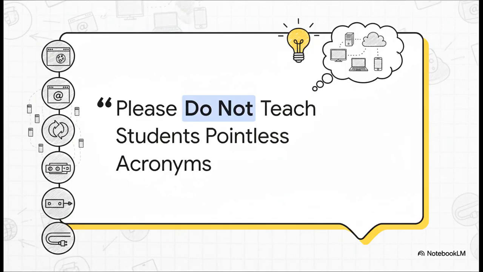Okay, I know what you're thinking. 7 layers? That is a lot to remember. So how do you keep it all straight? Well, there's a classic little memory trick. Please do not teach students pointless acronyms. That gives you physical, data link, network, transport, session, presentation, and application. It's a neat little trick for a pretty complex system.